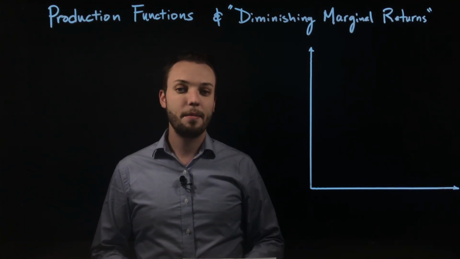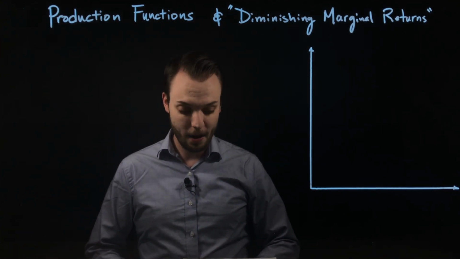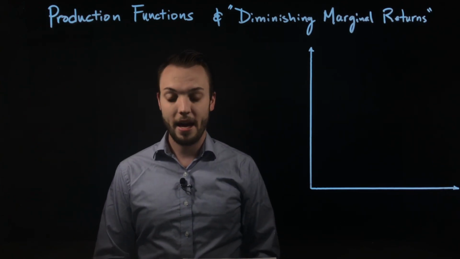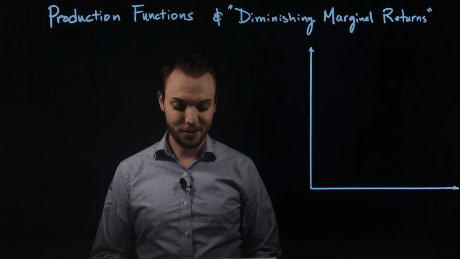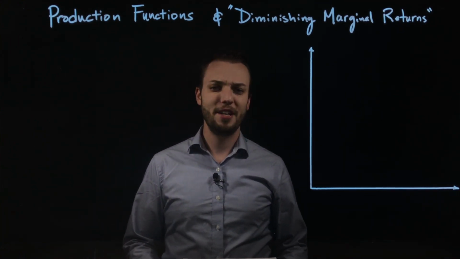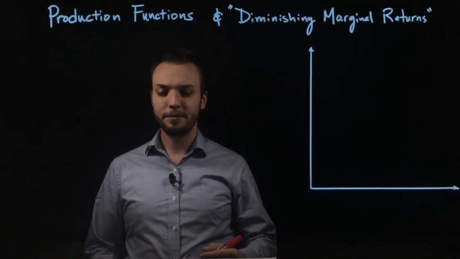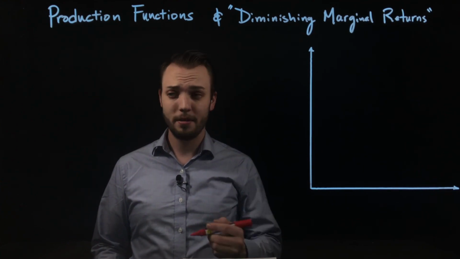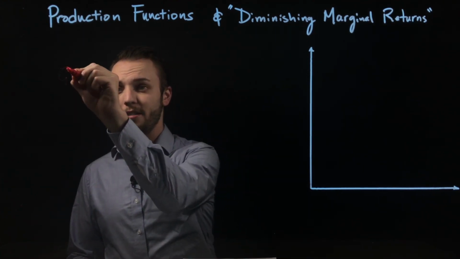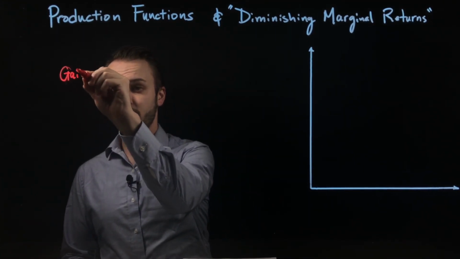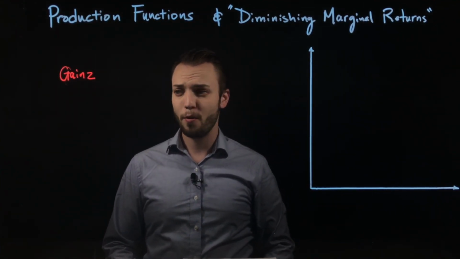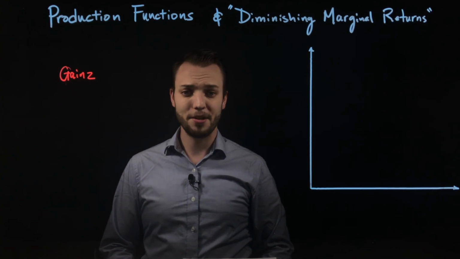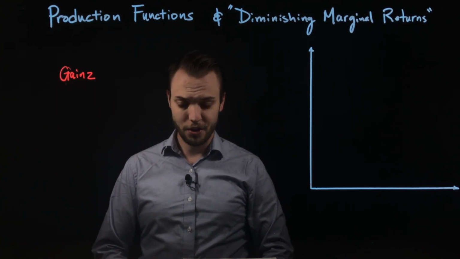So rather than thinking about a good or service for right now, I want to think about the production of something else that we might be interested in. So let's say that we're interested in producing gains at the gym. So I'm going to say that we're interested in modeling the production of gains, or gains in muscle mass, if you're going to the gym.